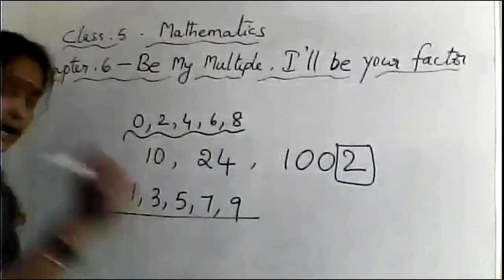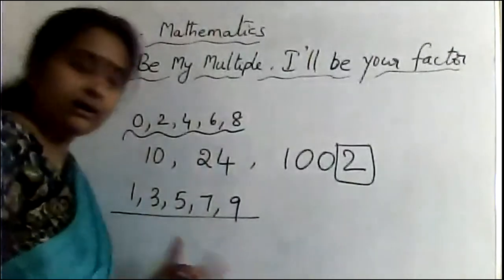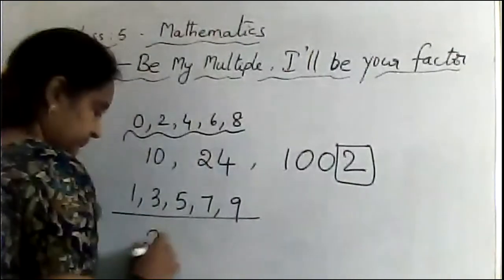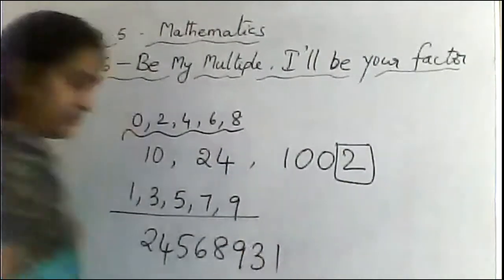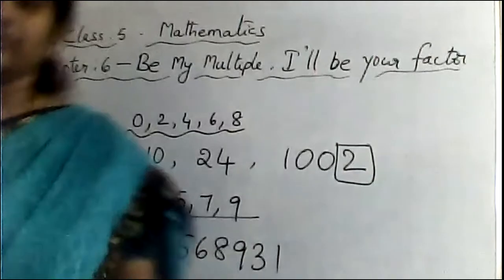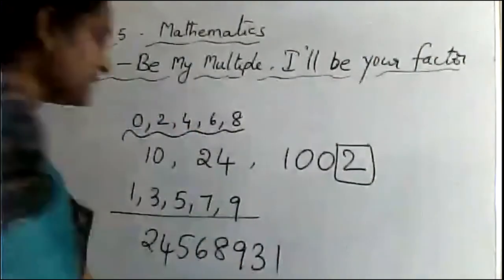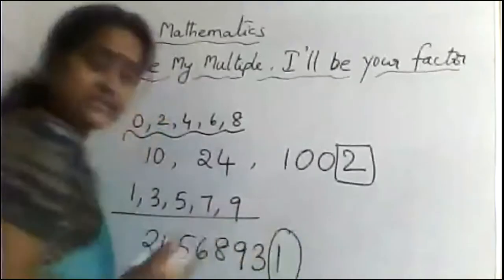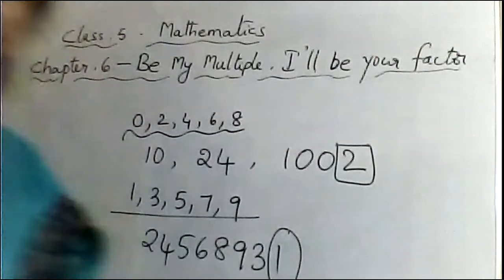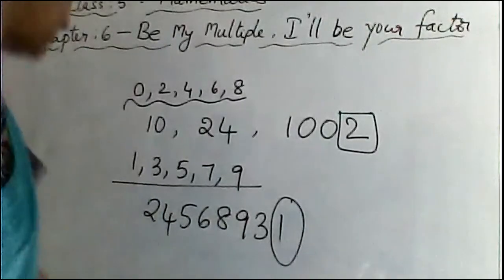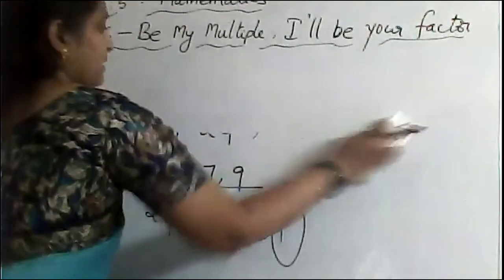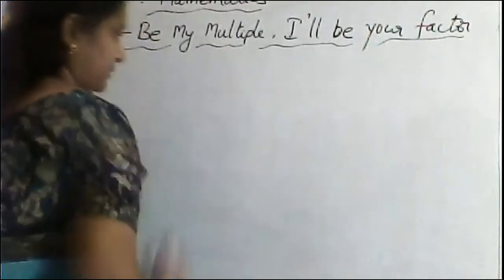So then I am asking you one question. Is this number even or odd? Odd, teacher. Very good. It has 1 in its units place. So the number is an odd number. Very good. Then what about this number?